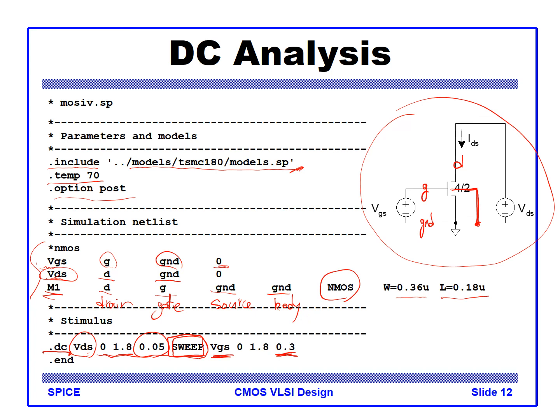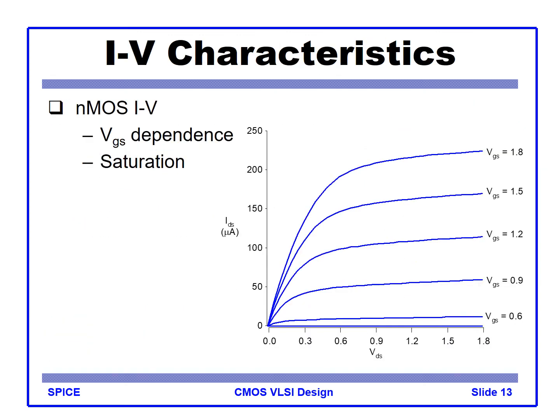From the previous Spice deck, we swept VDS from 0 to 1.8 with the 50 millivolt step, and also swept VGS from 0 volt to 1.8 volt. If you plot this IDS current through the device, you will see this kind of typical transistor current curve.